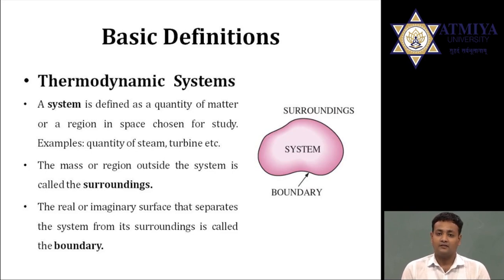Now, the different thermodynamic systems. First of all, what is a system? A system is defined as a quantity of matter or a region in space chosen for study. For example, a quantity of steam or a turbine, etc. The mass or region outside the system is known as the surrounding, and the real or imaginary surface which separates the system from the surrounding is known as the boundary.